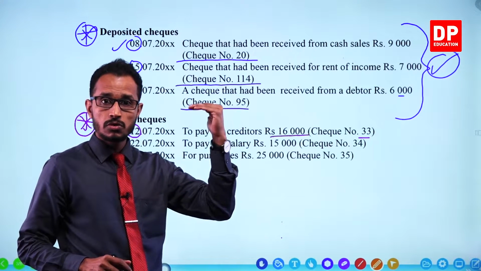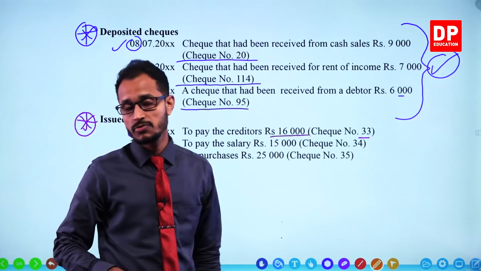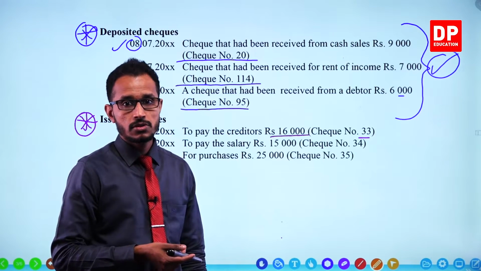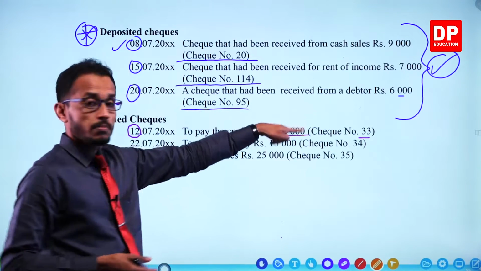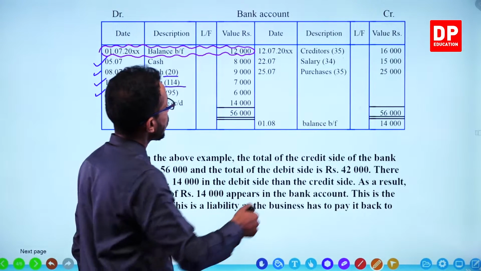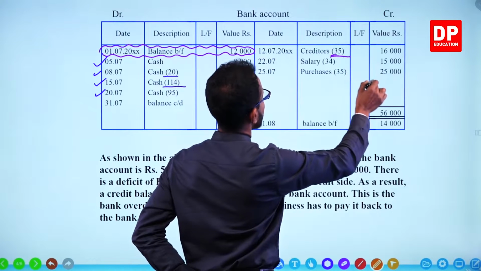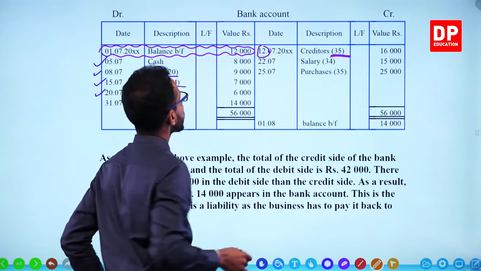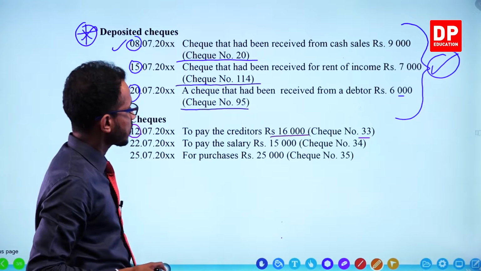Bank balance goes down when we pay more and more checks. When we issue more and more checks, they go and get the money, they encash the checks. So the bank balance goes down. Bank credit. Let's check in the credit side. Check number 34. 35. Is it 35? Yeah, 12th. Check number 33, right?